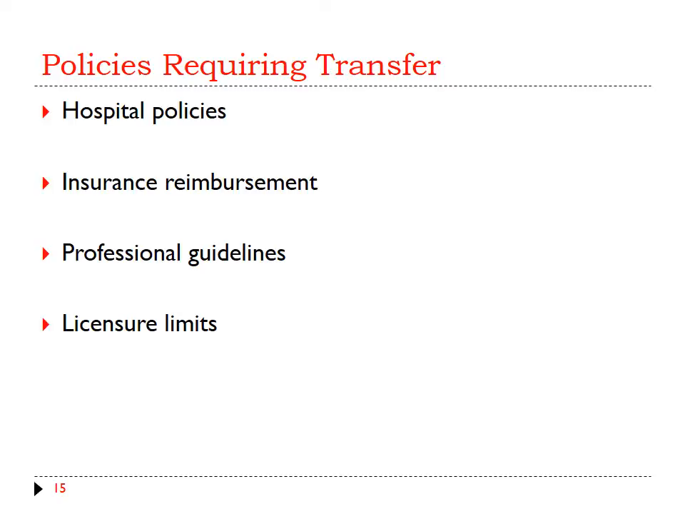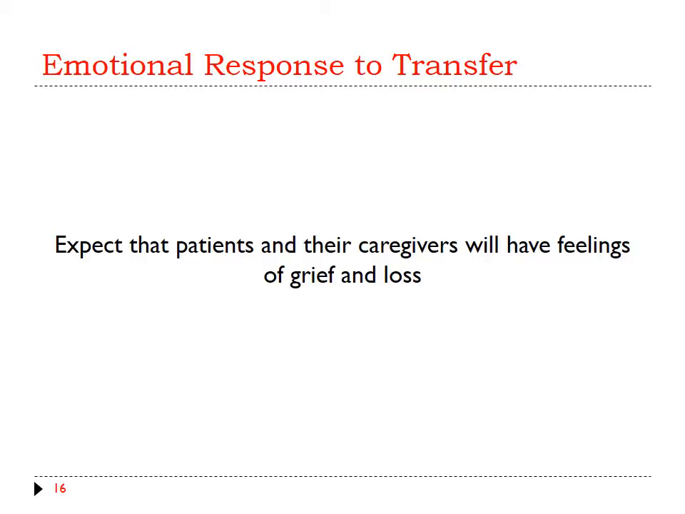Many children's hospitals and facilities also have policies regarding the maximum age of patients. For example, Nemours Children's Clinics cannot serve individuals over the age of 21. Insurance reimbursement, professional guidelines, and licensure laws may also require a care transfer between the ages of 18 and 22. Many patients and parents see the transfer as a loss. This is especially true for patients with complex conditions.